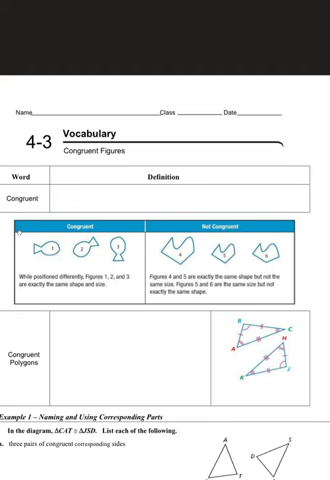Today we're going to go one step further with triangles and polygons, and we're going to talk about congruent polygons. So congruent we know means the same. So if we're talking about congruent polygons, we're talking about polygons that are the same.